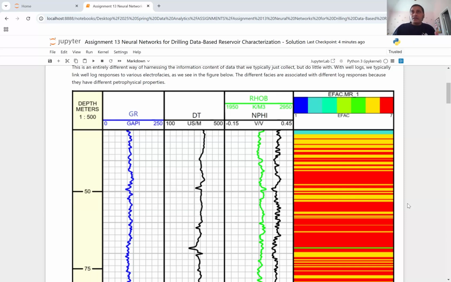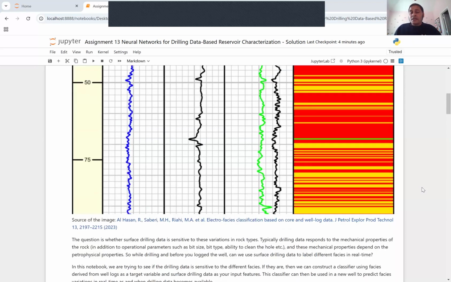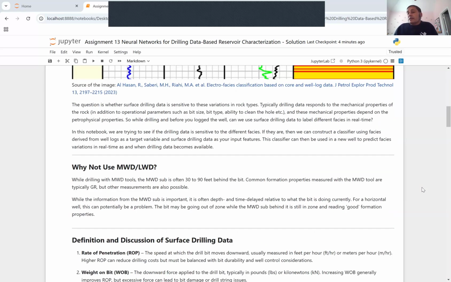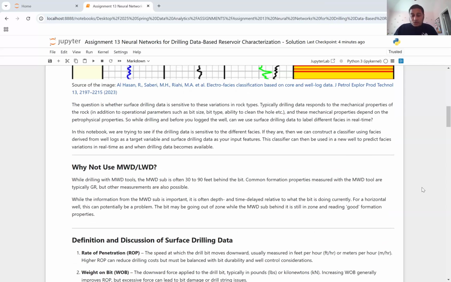And so the question we're asking ourselves is, can we construct a classifier that just looks at this drilling data and is able to identify these different facies? So that's our specific task. And this is something that we could very well do with logging while drilling or measurements while drilling tools. And the question is, why wouldn't we use something like that? And why would we instead rely on noisy measurements acquired at the wellhead?